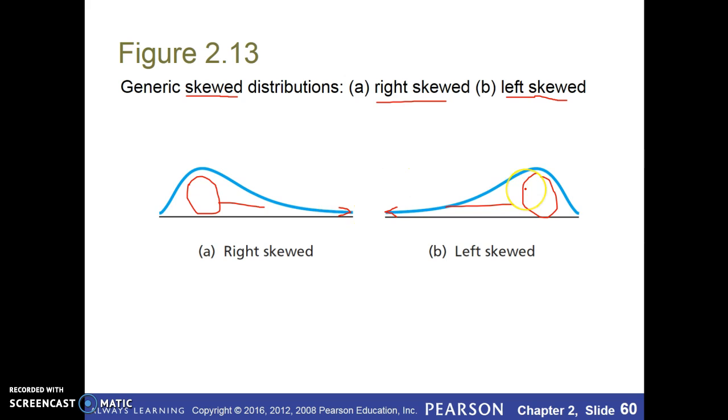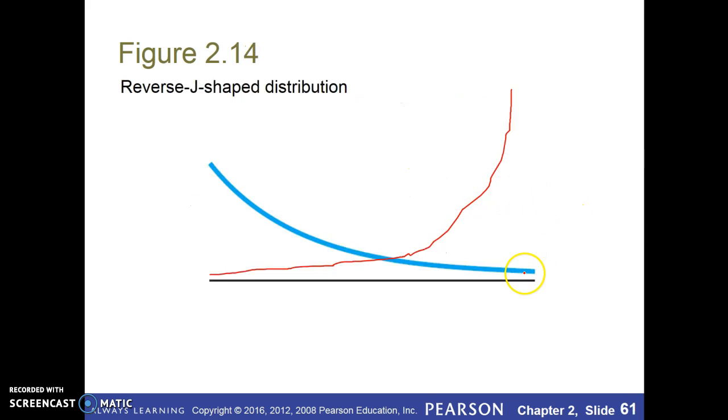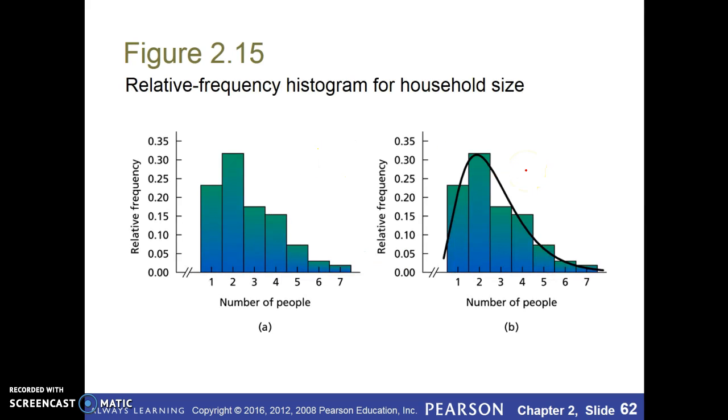A J-shaped curve starts out low on one end, here if it's red, here if it's the blue one, and ends really high on the other end. And so that's a J-shaped distribution. So let's just take a look at some of these.